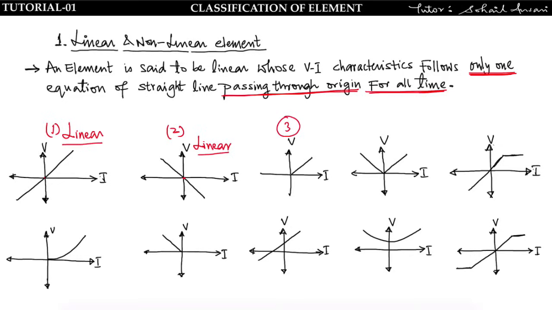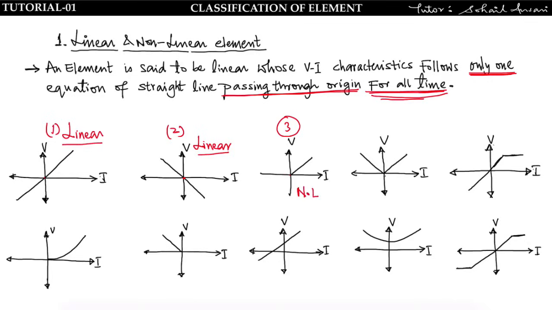Now see this. This is following only one equation of a straight line, correct. This is not passing through origin but touching the origin. But it is not following for all time. See, for V less than 0 you are not getting current. When you reduce the voltage in the negative direction you are not getting current. That means it is non-linear.